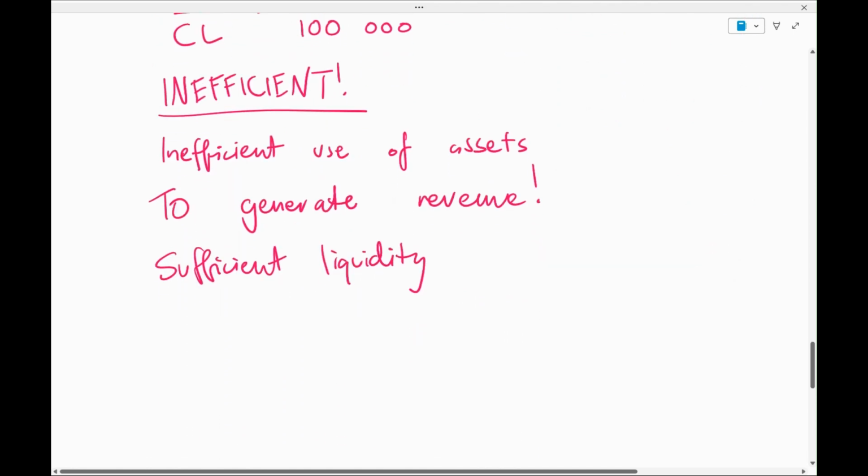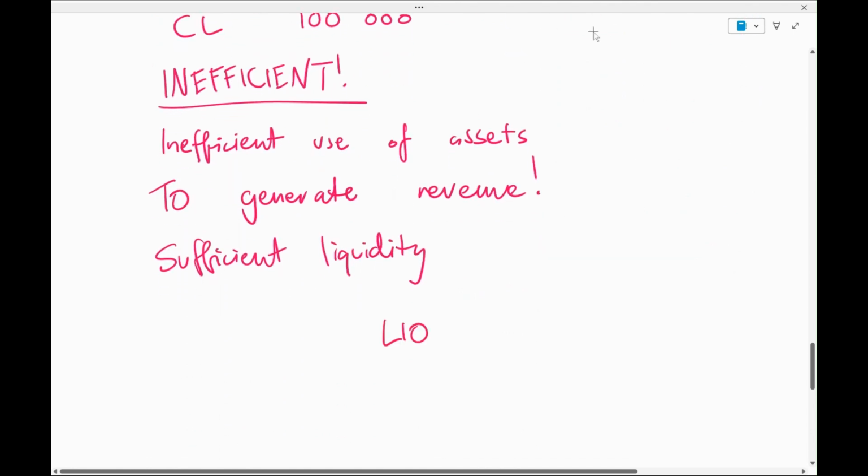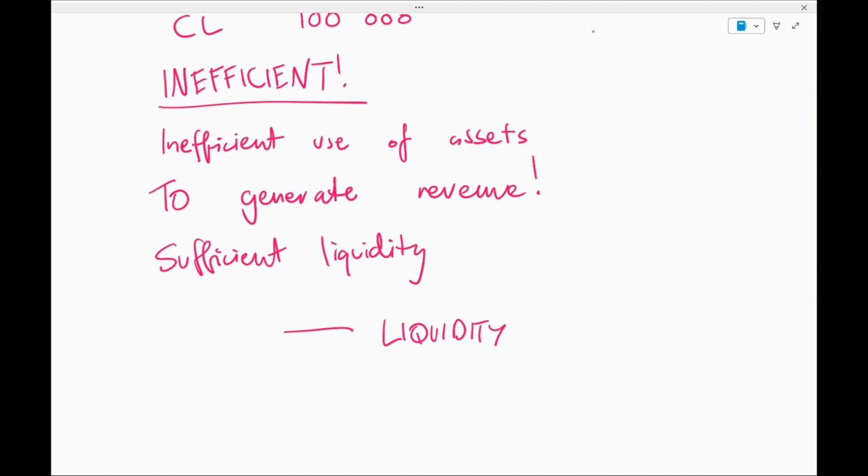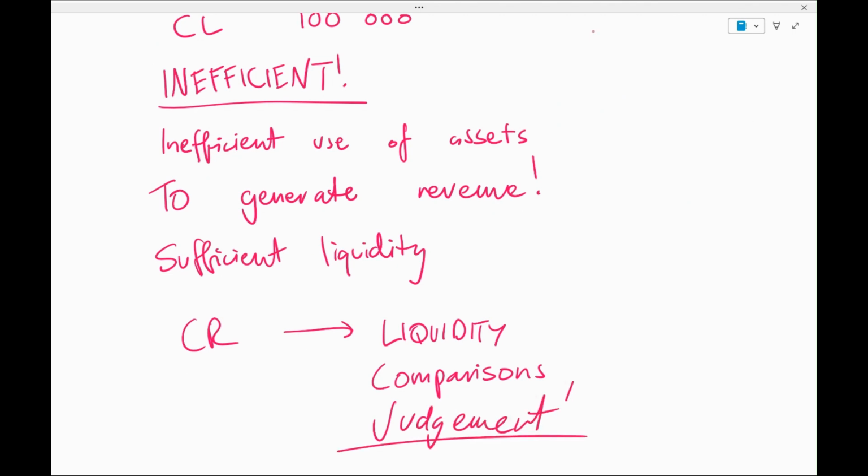So we've looked at how we can use the ratio of the current ratio to measure liquidity. We've looked at using this to do comparisons and how to then form a detailed judgment on the business.